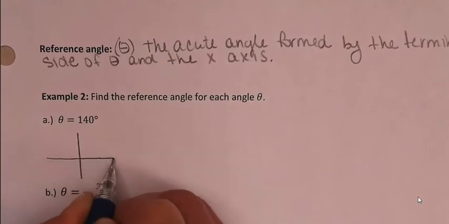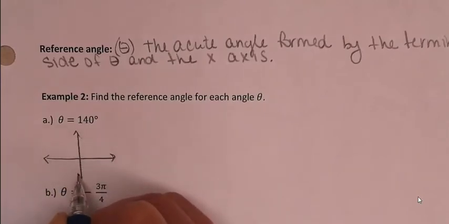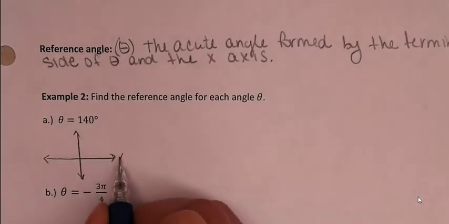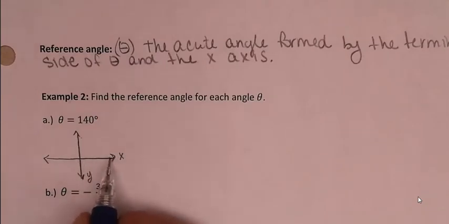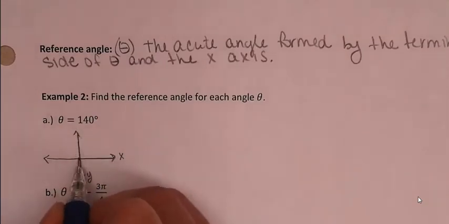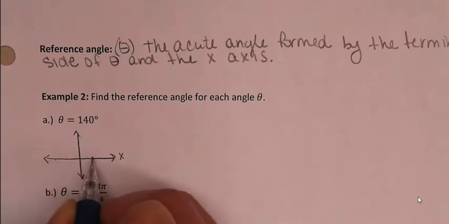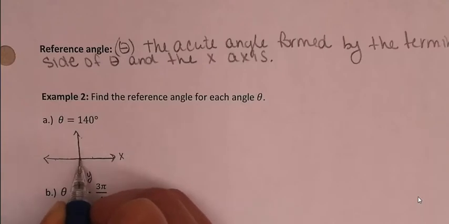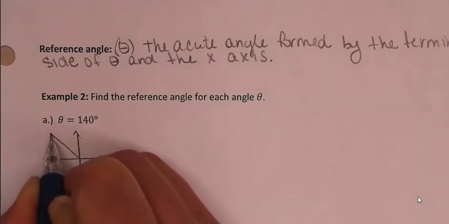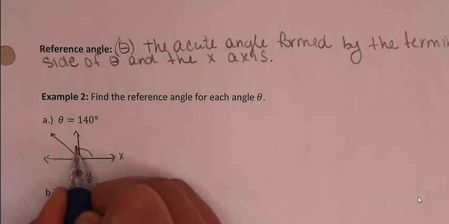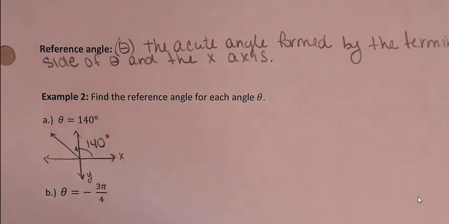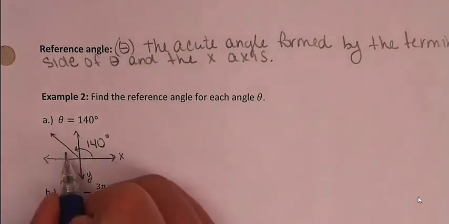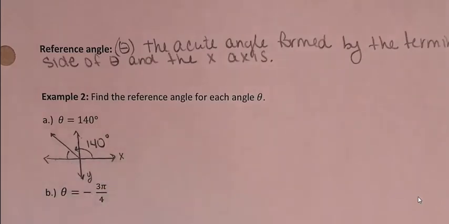So, thinking of 140 degrees, starting at the positive x-axis, I'm going to open up to 140 degrees. Well, if I come all the way back to the x-axis, I'm going to be at 180 degrees. So I need to be 40 degrees short of that. So this right here is 140 degrees, but my reference angle is really what's left over.